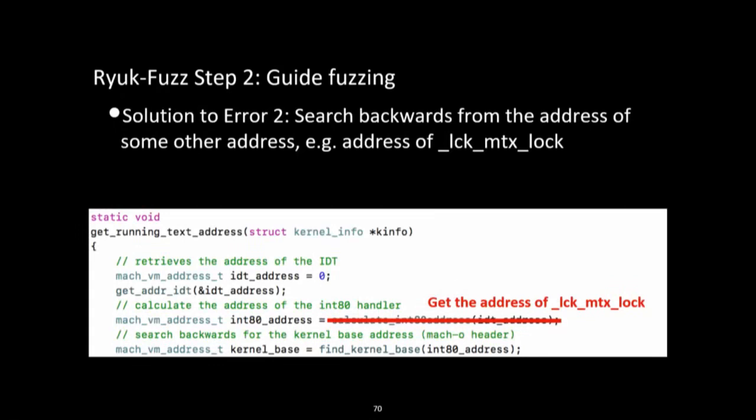As a solution, we look for the kernel text space with another method. That is, we find the address of some other kernel functions, for example, the address of lck_mtx_lock, and traverse back to find the kernel text space. And this is more stable than the previous method.